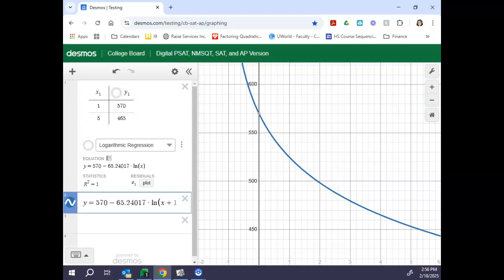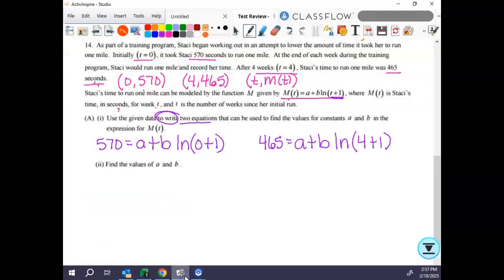That's really what using the actual numbers would give me. I don't even have to write the whole equation. It's just asking me for A and B. So here I get that A is 570 and B is negative 65.24017. And there you go. All right.